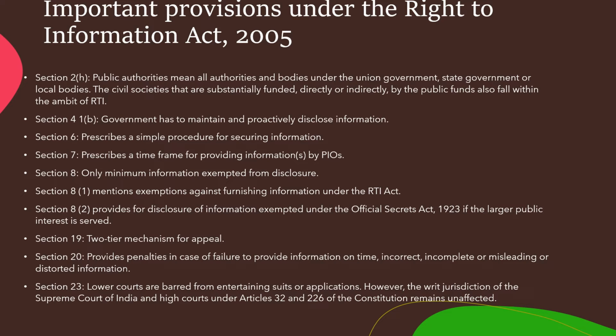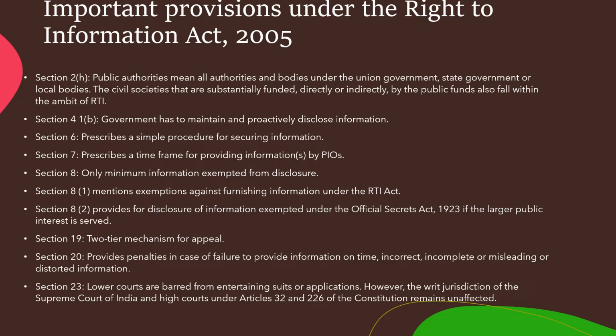Section 2H discusses the public authorities, which mean all authorities and bodies under the union government, state government or local bodies. So the civil societies that are substantially funded directly or indirectly by the public funds also fall within the ambit of RTI. So here we can see which are the entities, which are the authorities that come under the Right to Information Act. This is what is discussed in Section 2H.